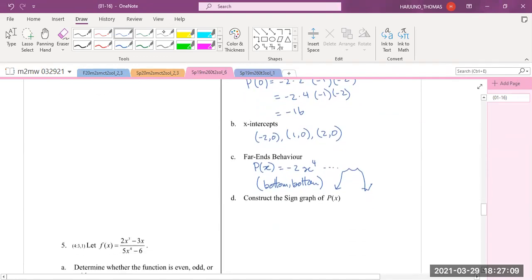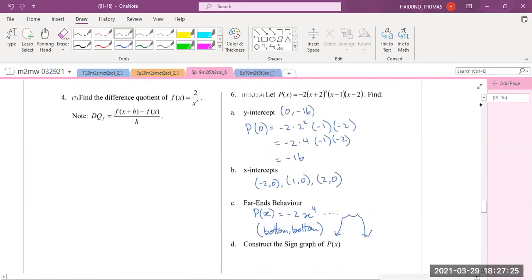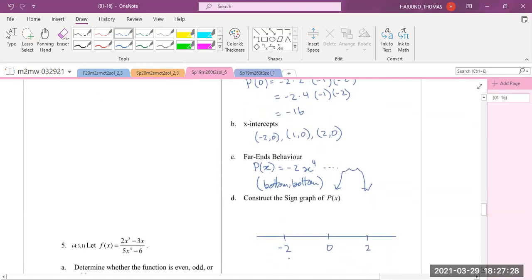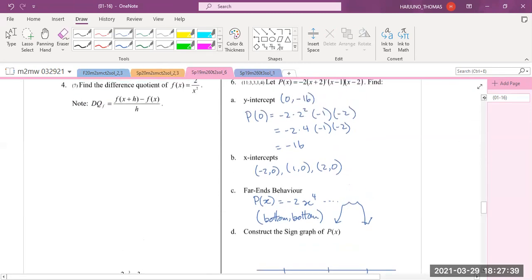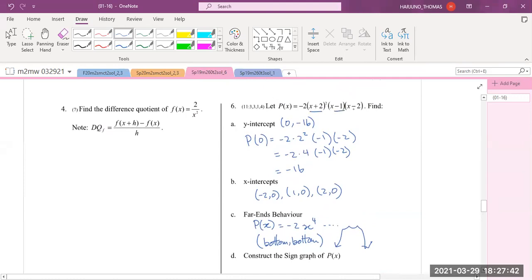How about the sign graph of Px? The zeros are negative 2, 1, 2. Those are the zeros, right? And I believe negative 2 is a zero with multiplicity of 2. I'm sorry, this should be 1 here. That's not 0, that's 1. The zeros are negative 2, 1, 2.